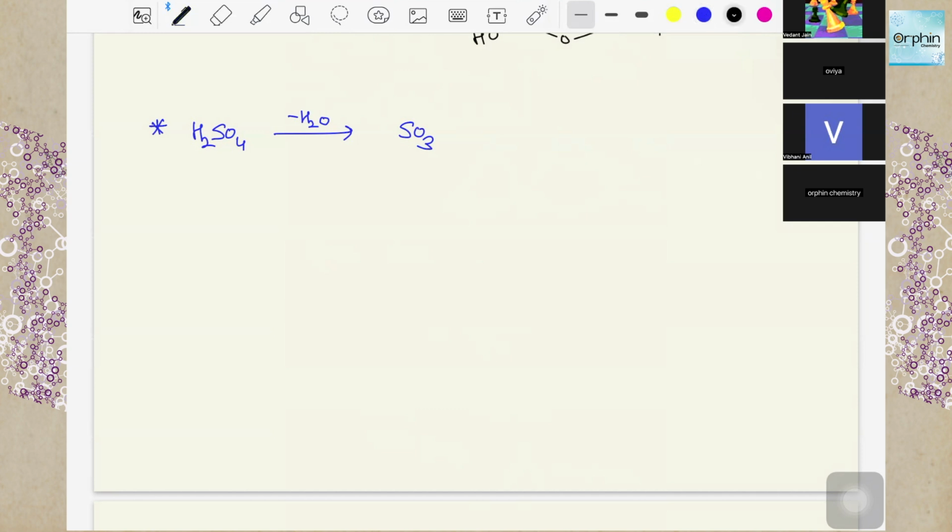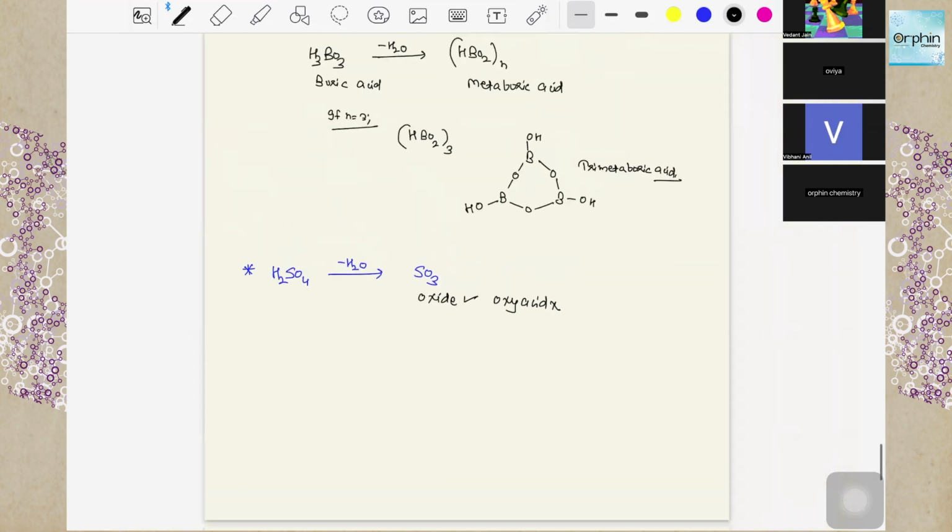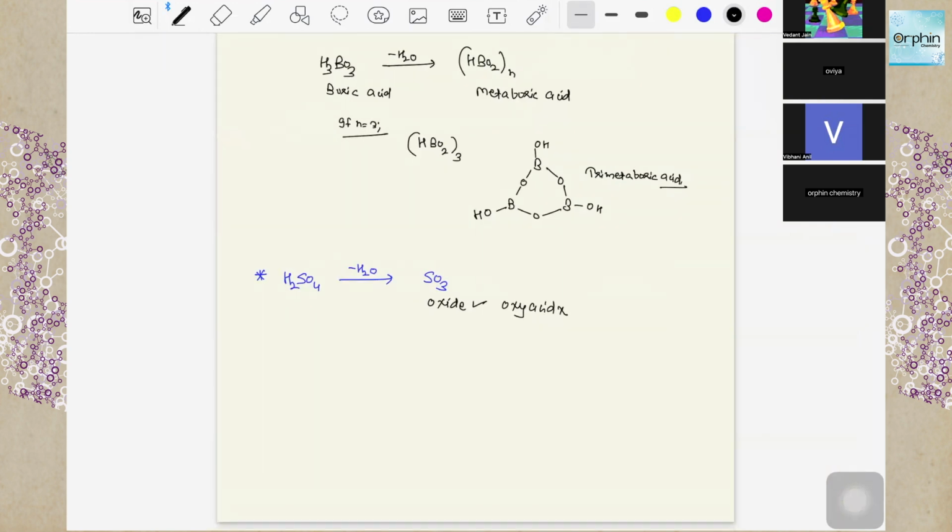So metasulfuric acid does not exist. This is an oxide, not an oxy acid. Okay. So there is one prefix used to differentiate the oxy acids from which the meta form can be derived from those where it cannot. What I'm saying is, from phosphoric acid you can make metaphosphoric acid, but from sulfuric acid you cannot make metasulfuric acid.